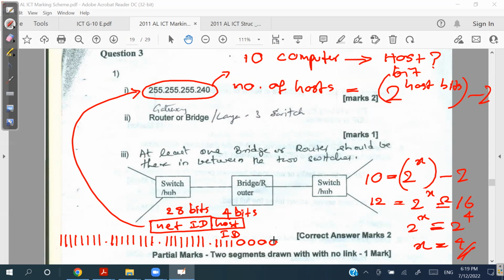Right, so this is the one which gives you 240. Right, these things will give you 255. So that is how this is being determined. The determining part is not considered over here, but the answer will give you 2 marks.